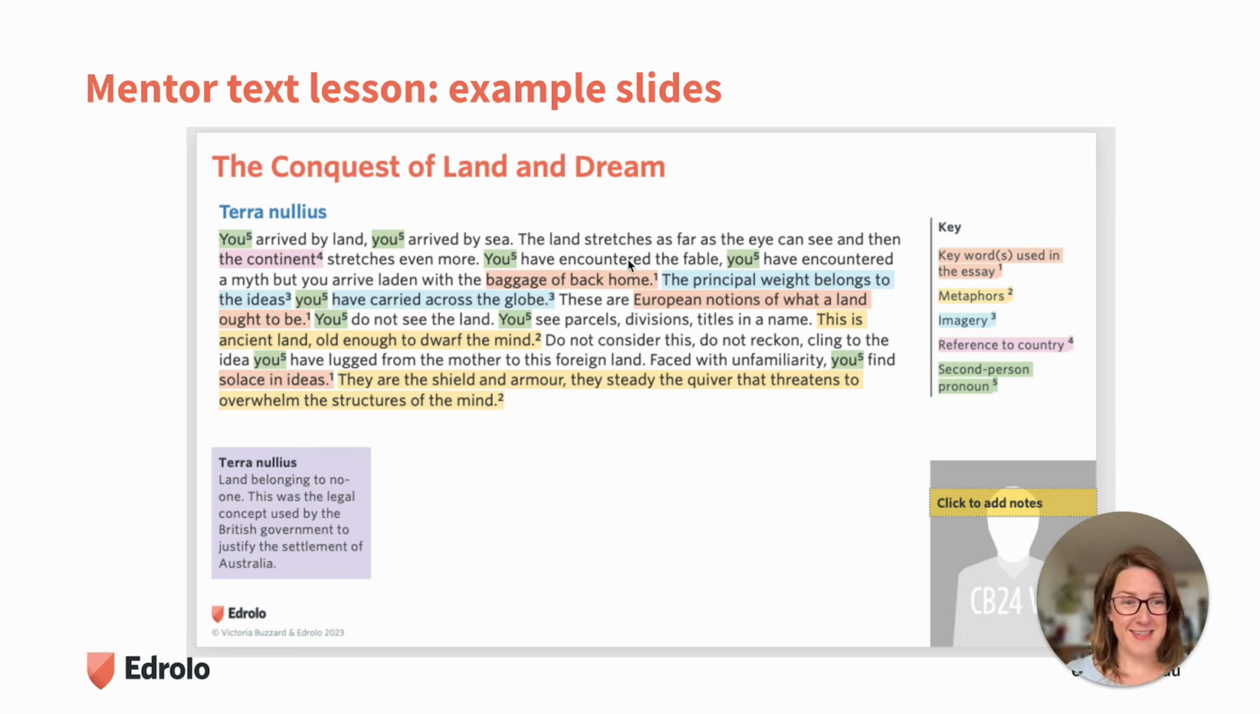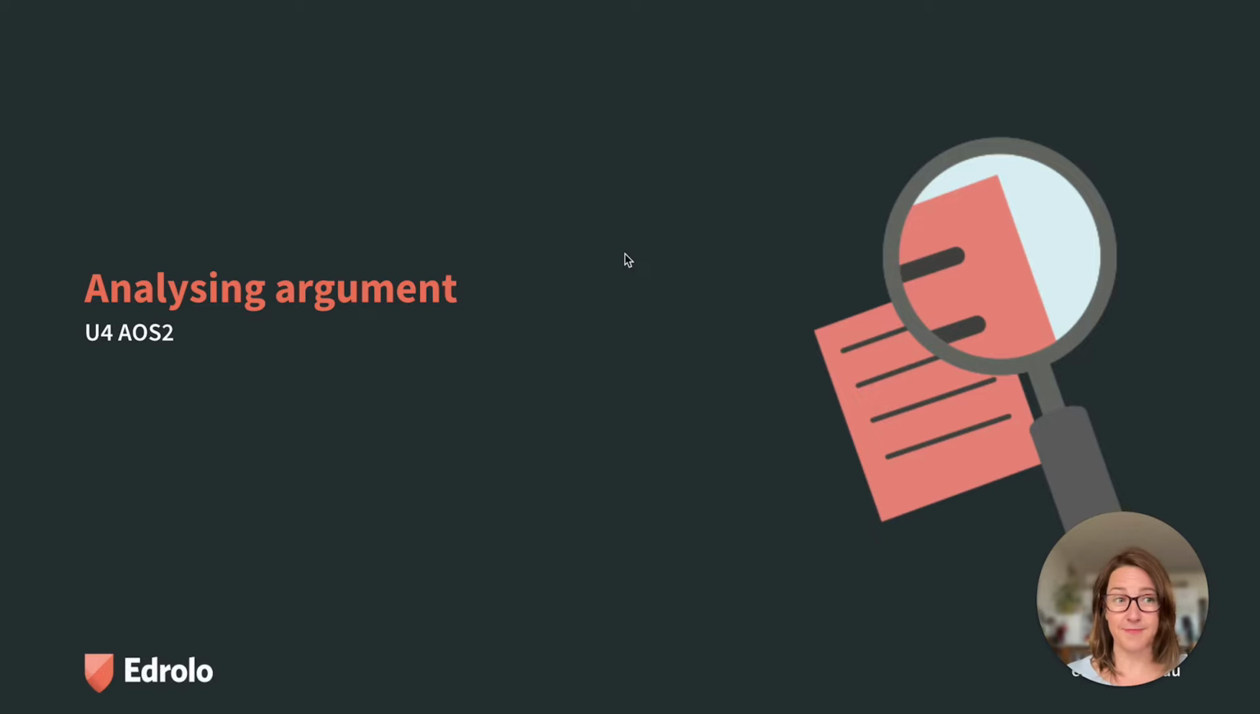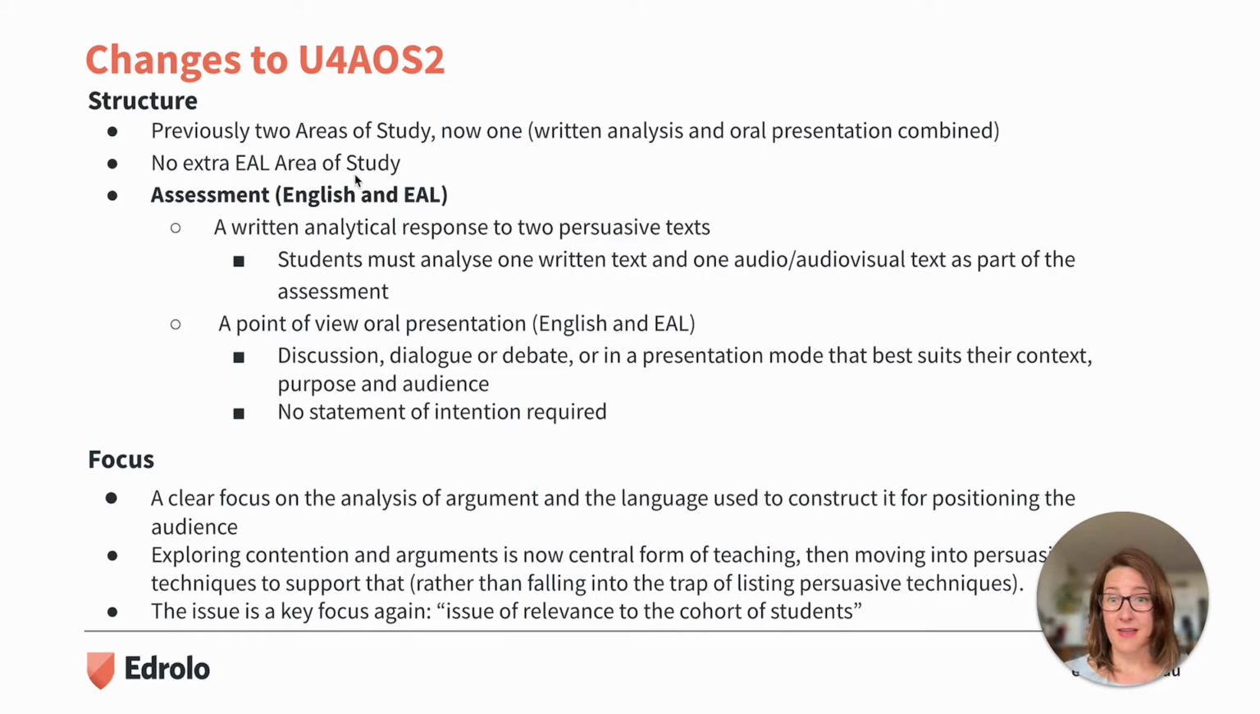So we're really excited about this new course, and we hope it will be a great support to you this year. Now onto our final area of study, the new version of analysing argument. So quickly, the changes to the structure. Previously, this was 2 areas of study, now it's 1. So the written analysis and the oral presentation had been combined into 1 area of study. And there's no longer any extra area of study for EAL in here.